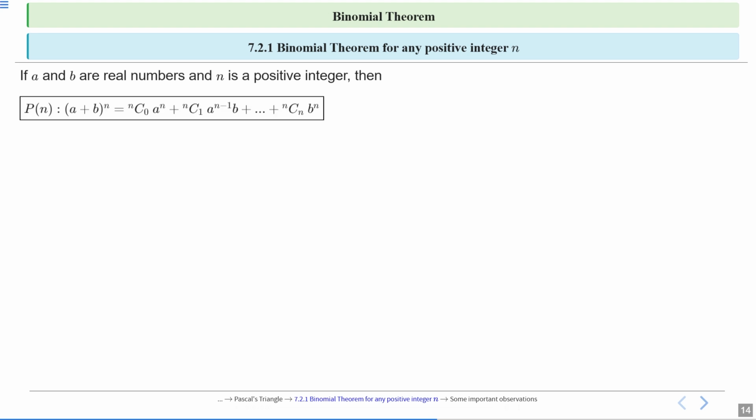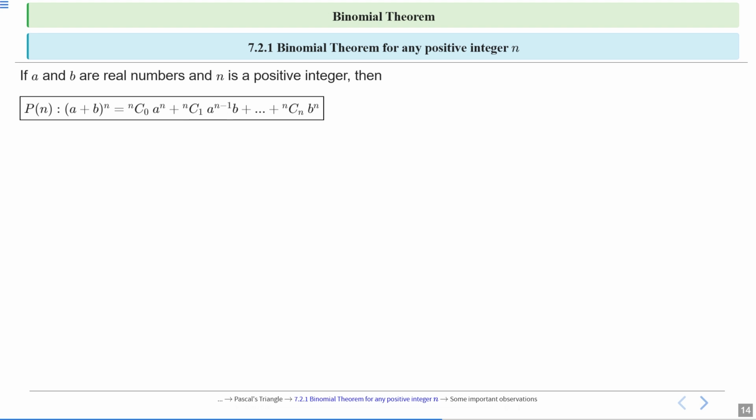Now let's look at the binomial theorem itself. It states that (a + b)^n can be expanded as nC0 a^n + nC1 a^(n-1) b + ... + nCn b^n. Here nCr represents the binomial coefficient, and a and b are two real numbers and n is a positive integer.